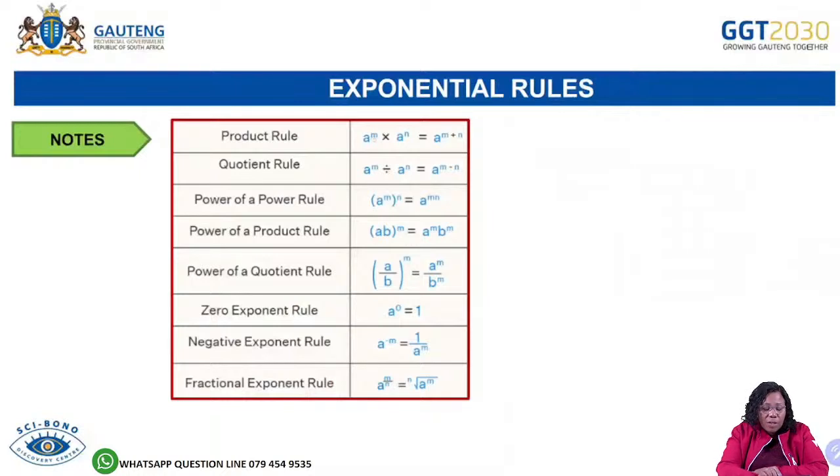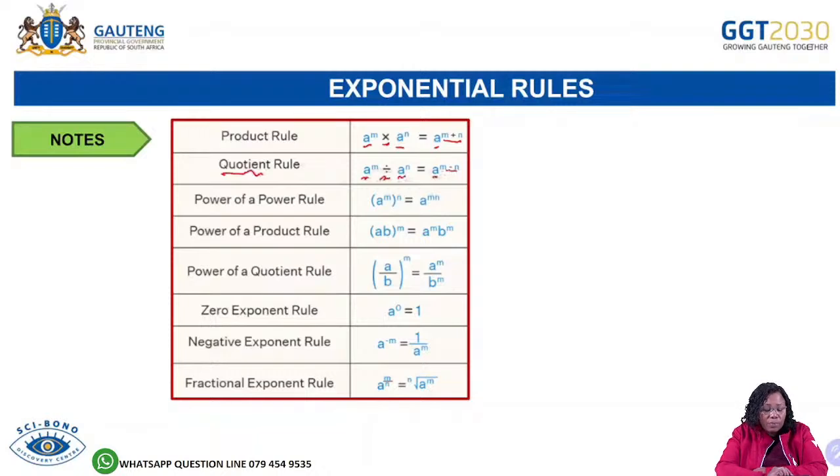Now we have a product rule. The product rule says that if you are multiplying the same base, you add the exponents. Okay, your answer will be that base with the addition of the exponents. Quotient rule, quotient, remember, is the answer that you get when you divide. That is why we say it's a quotient rule. So when you divide exponents with the same base there, you subtract. So you take one base and subtract the exponents.